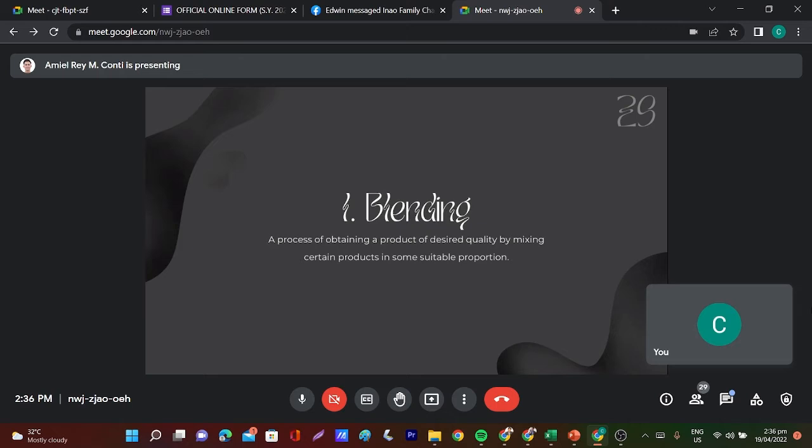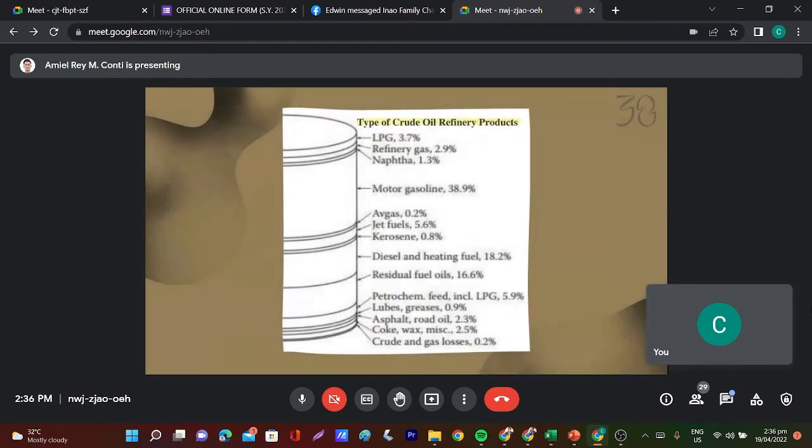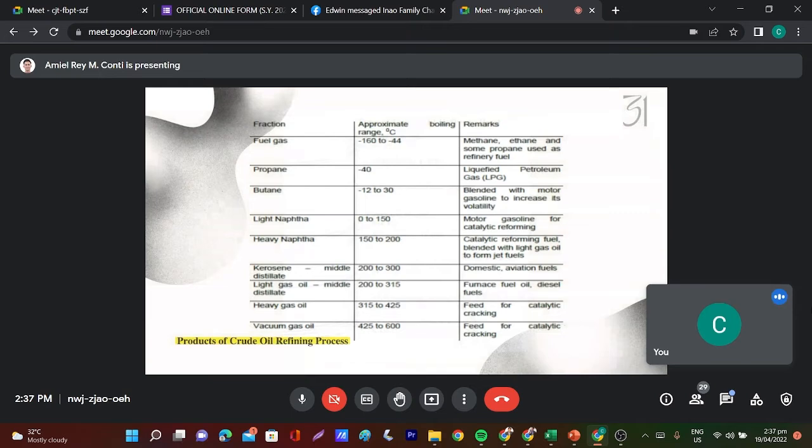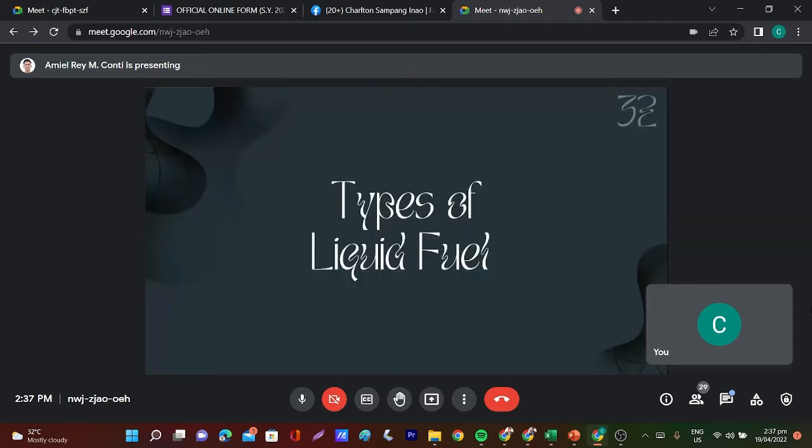Blending, a process of obtaining product of desired quality by mixing certain products in suitable proportion. It is done by simply blending the materials and the products. Okay, next. Ito po yung examples ng oil refinery products. Okay. Next. This is the table po yung boiling range and yung remarks po. Okay, next.